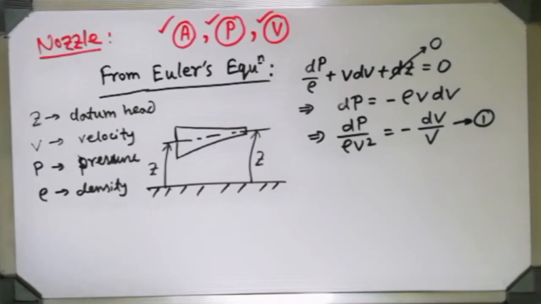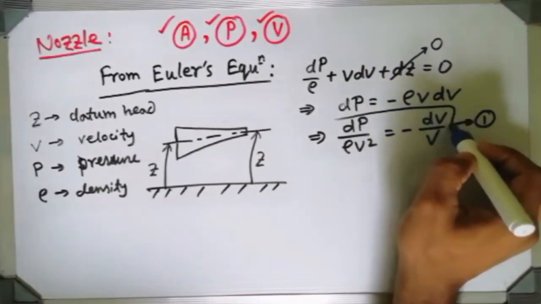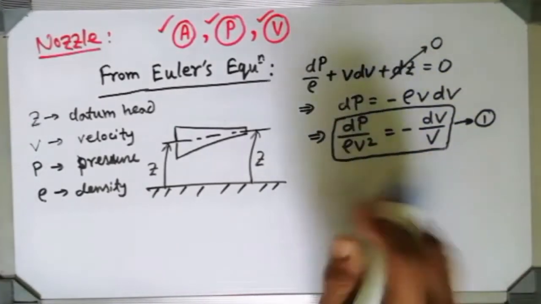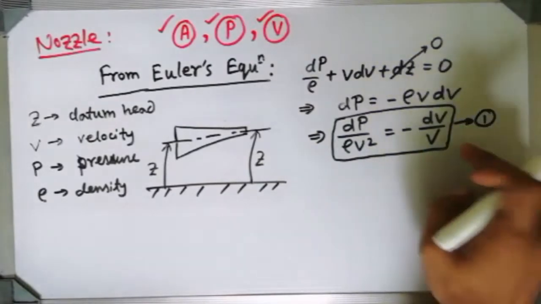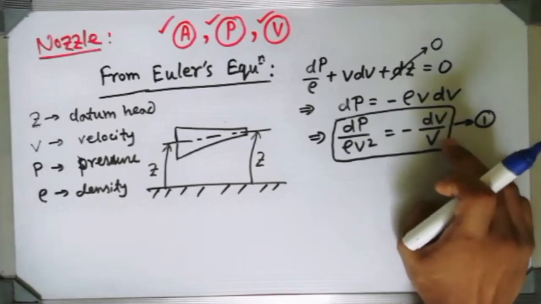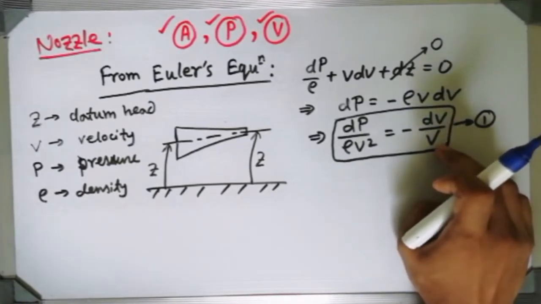Okay, chalo. So this is the equation I have named equation number 1. It will be used afterwards. Now dv by v, what does this mean? Change in velocity with respect to the initial velocity.